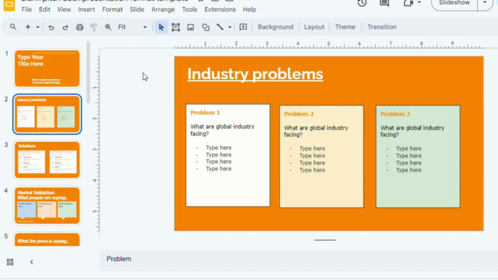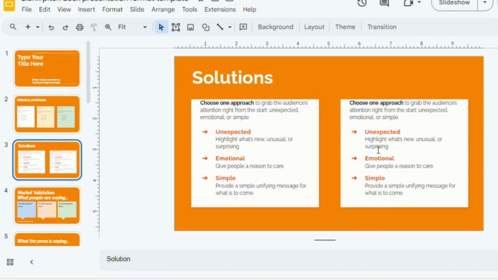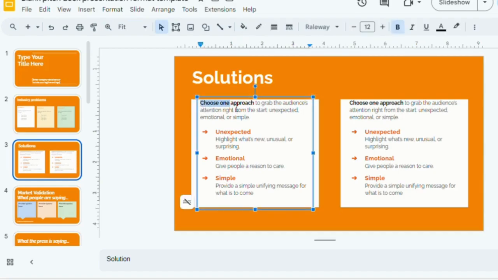Then show them a unique and reasonable solution. There must always be a reason why the consumers should buy your product or your services. Choose 2 or 3 major approaches.